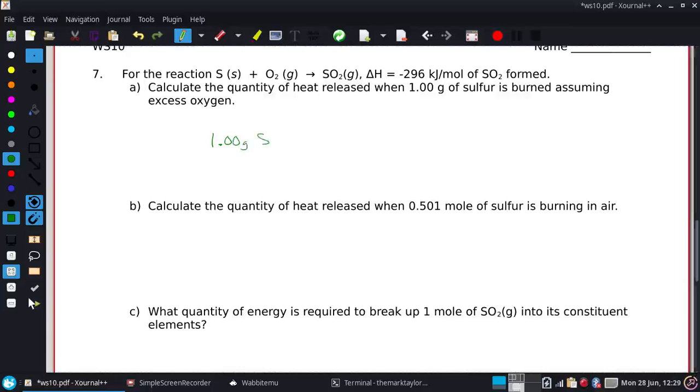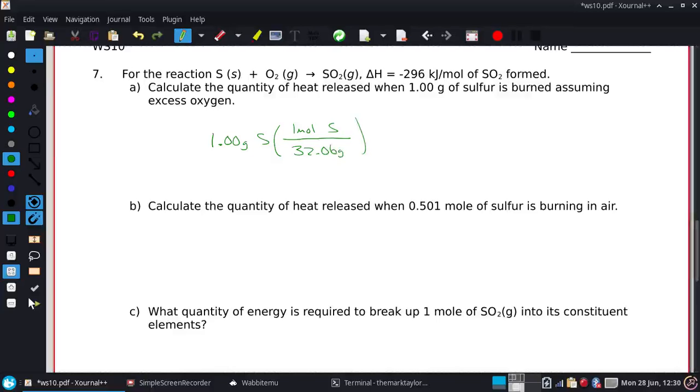In theory, this could be a limiting reactant type thing. I could give you a gram of each and then ask you how much heat's being produced, and you basically have to figure out which is going to be limiting between the two reagents before you figure out which one produces the heat. But we're not doing that. This time, I'm telling you there's sulfur, and we're assuming there's plenty of oxygen, excess oxygen. So I'm going to start by converting this into moles, which would be 32.06 grams.